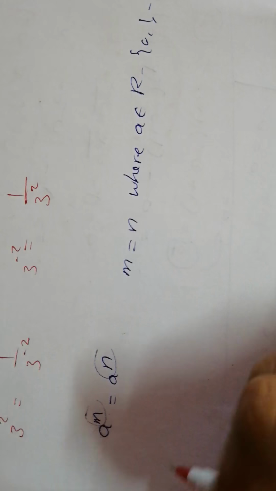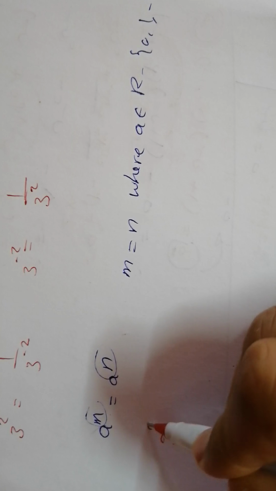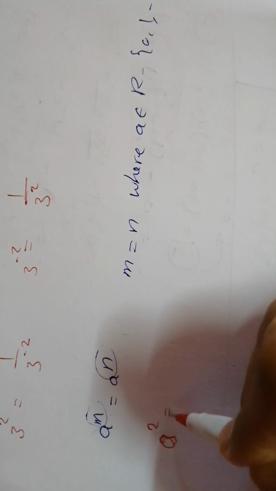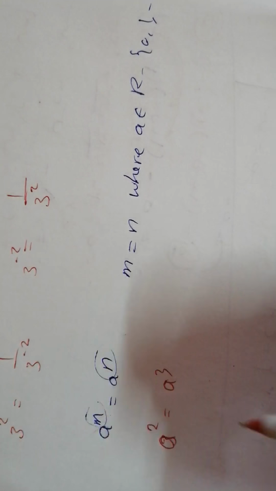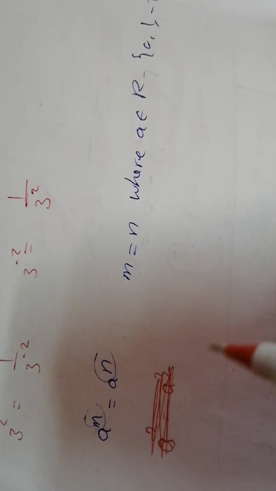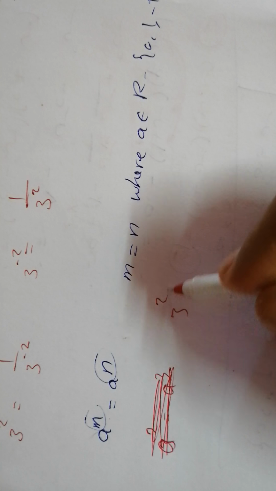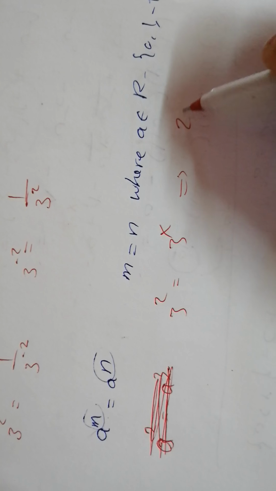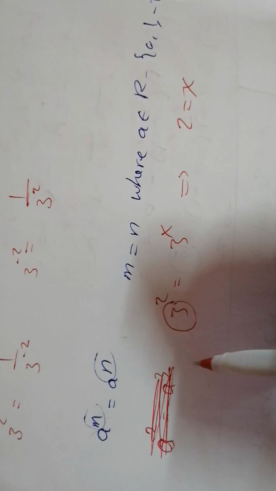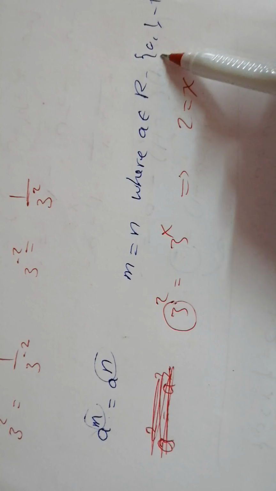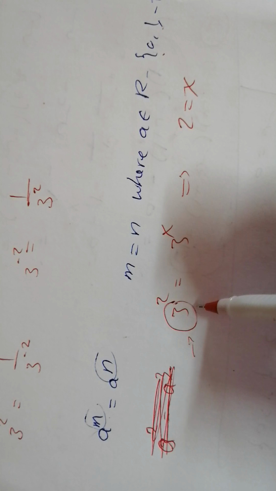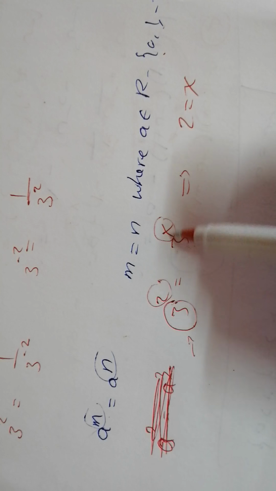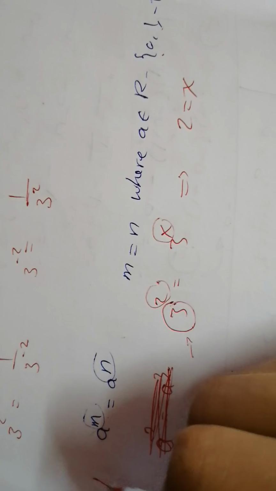For example, if we have 3 power 2 equal 3 power x, we can say that 2 equals x. So the base doesn't equal 0, 1 or negative 1, it equals 3. So the power of the first base equals the power of the second base, so 2 equals x. And this is the first rule.